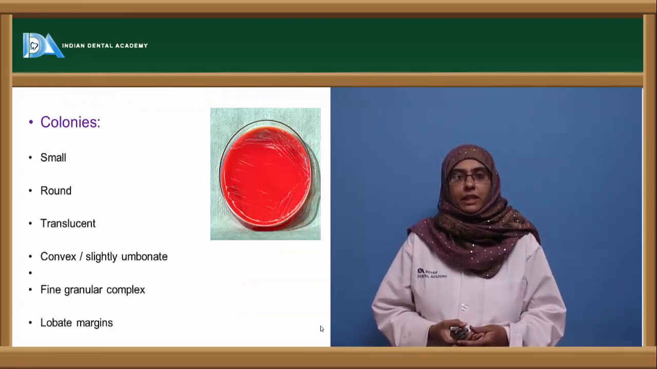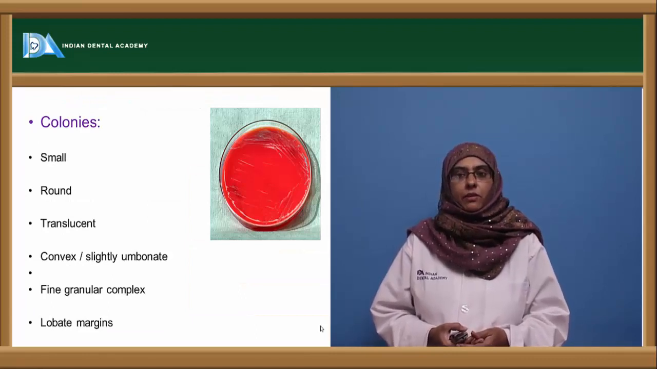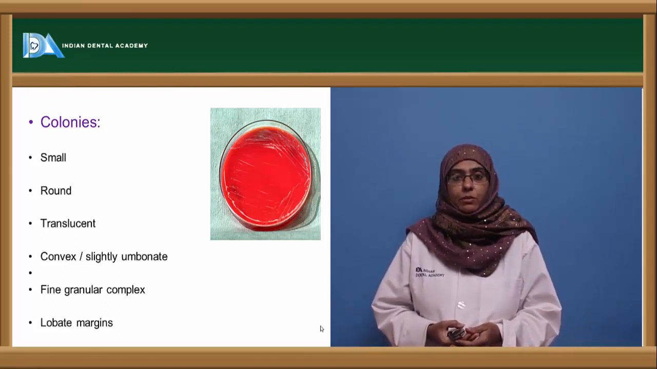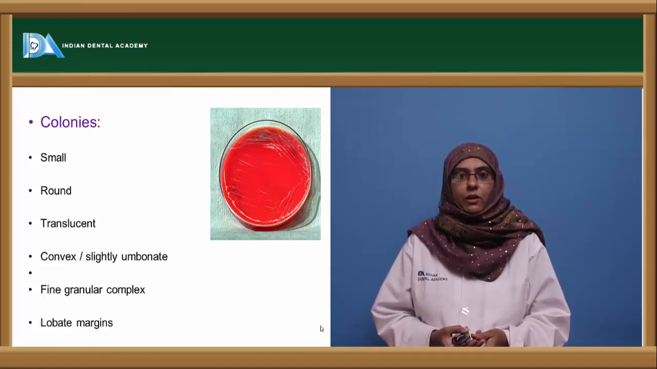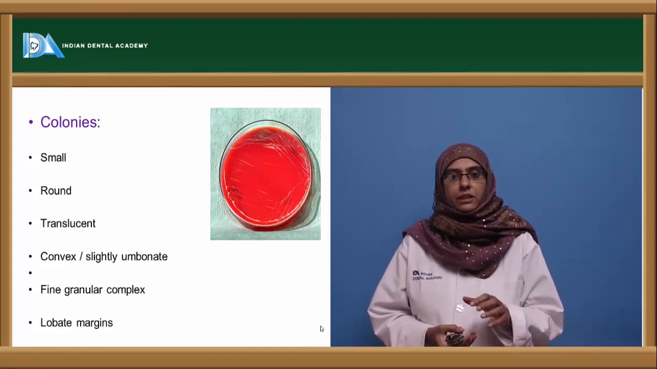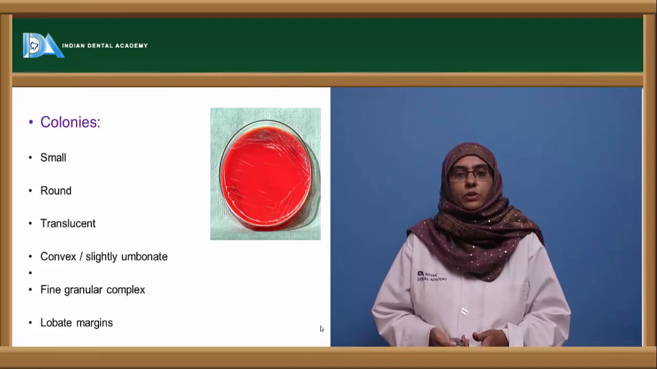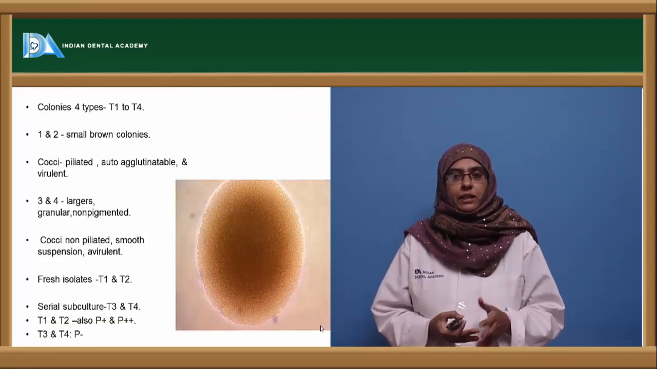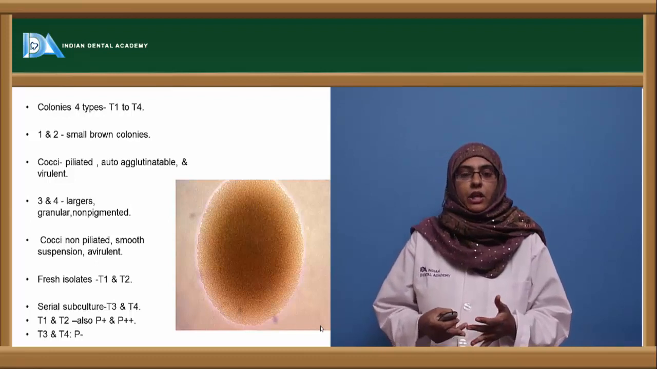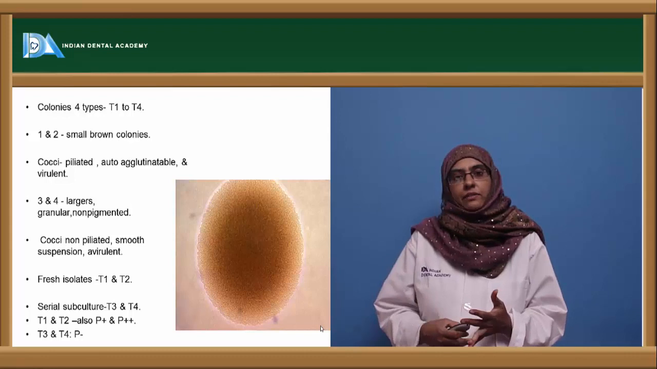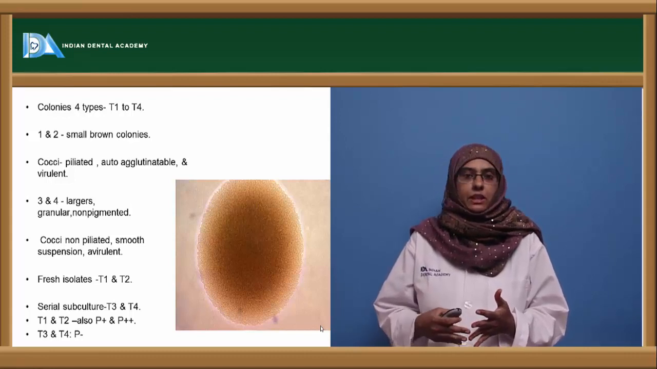Colonies on a solid media can be seen in the form of small, round, translucent, convex or slightly umbonated colonies with a fine granular surface and a lobate margin. Whereas Neisseria meningitidis has an entire margin, this organism shows a lobate margin. And the colonies are of four types, T1, T2, T3 and T4. Based on the colonies, you can identify which type they usually belong to.